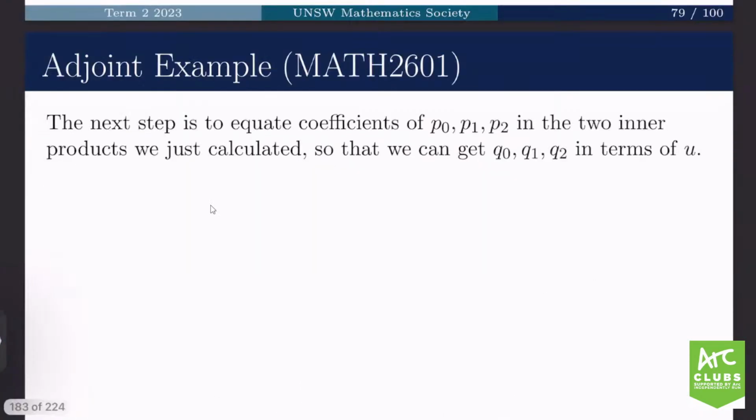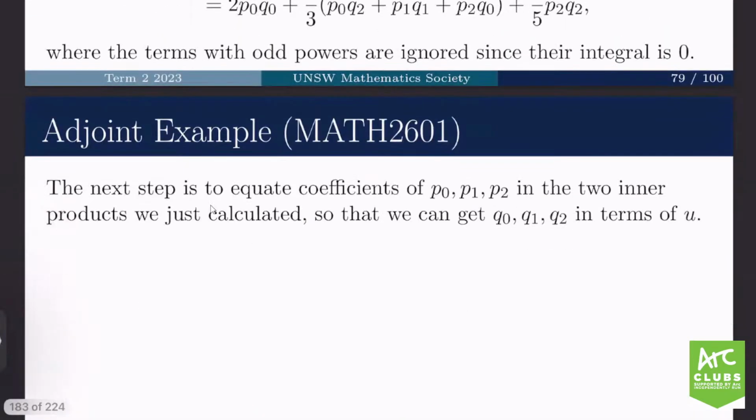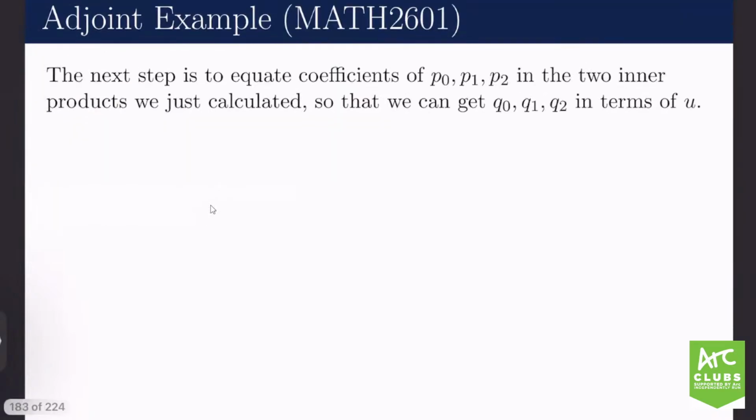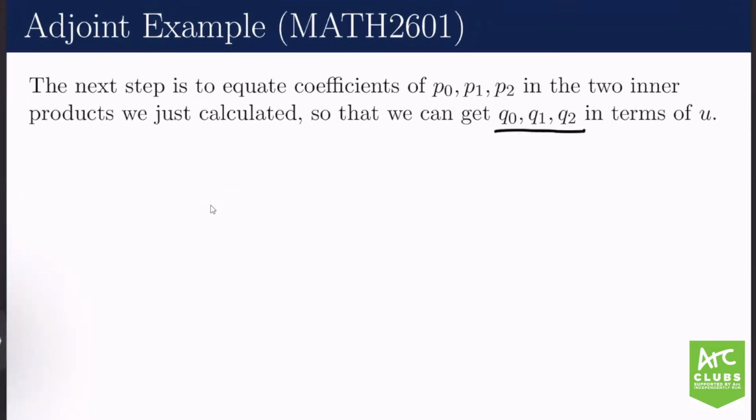Essentially all we need to do is equate these two inner products and solve by equating coefficients. The idea is that we need to find Q0, Q1, and Q2 in terms of u so that we are able to find an expression for the linear map T star. Because remember, that's the goal of this question, to find what is T star.